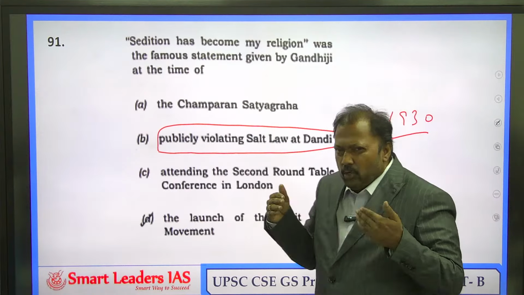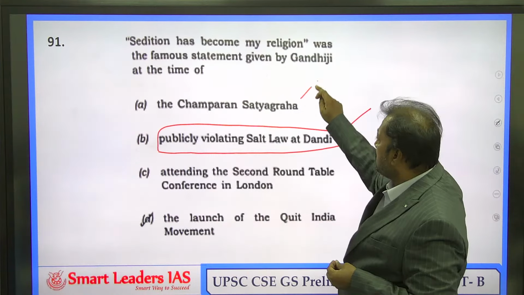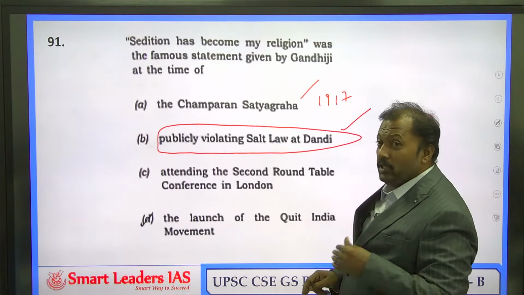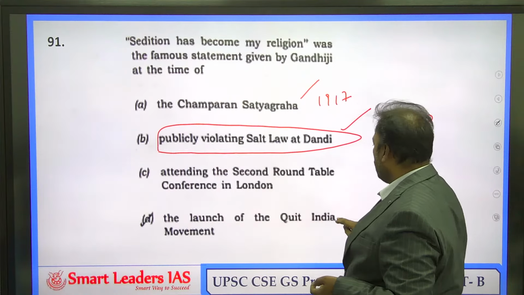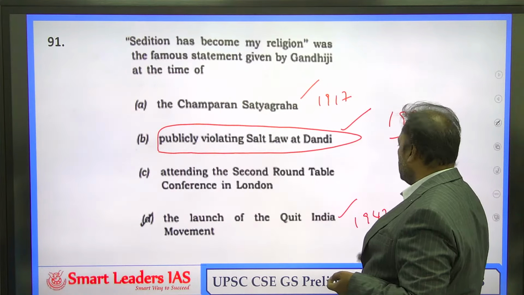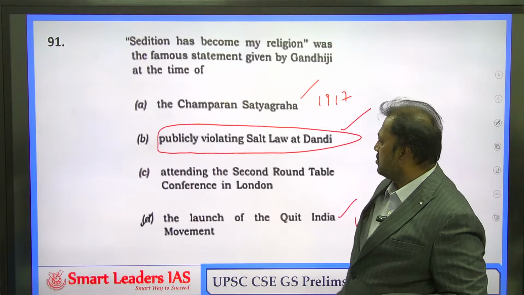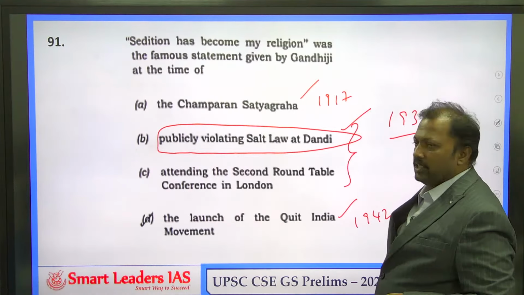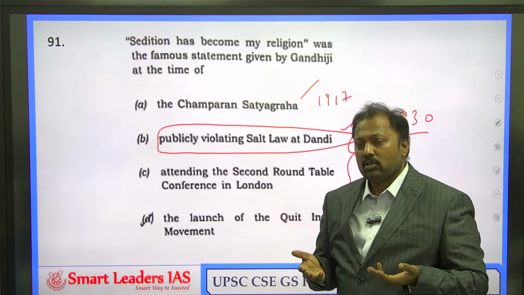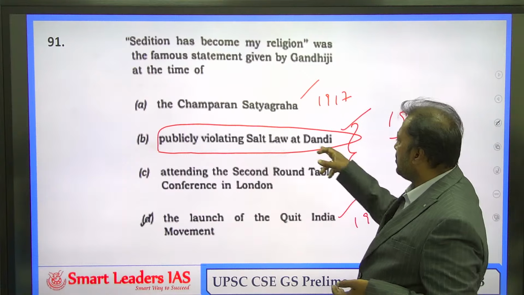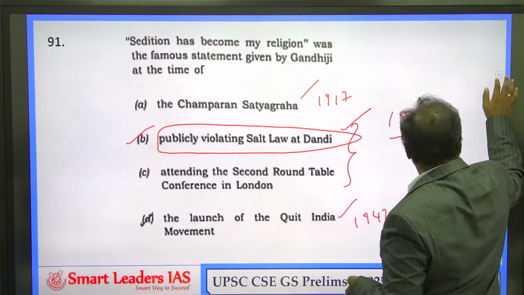So if you don't know the statement directly, you can use some common sense. Champaran Satyagraha is 1917, too early for Gandhi to make this statement. Launching of the Quit India movement is too late, in 1942. Gandhi could not have made this statement too late in his life. So this is not an answer. Answer should be in only one of these two things. Third, in the Round Table Conference, what is the point in Gandhi making the speech? So publicly violating the salt law, then this is the answer. So answer is B for this. So 91, answer is B.